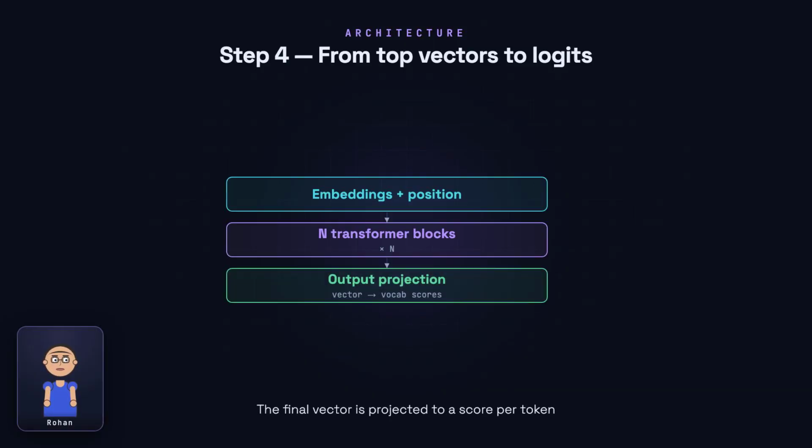At the very top, the final vector for the last token is multiplied by an output matrix to produce one score for every word in the vocabulary. Those raw scores are called logits. Run them through softmax and you get probabilities. The model's guess for what comes next. Embeddings in at the bottom, logits out at the top.